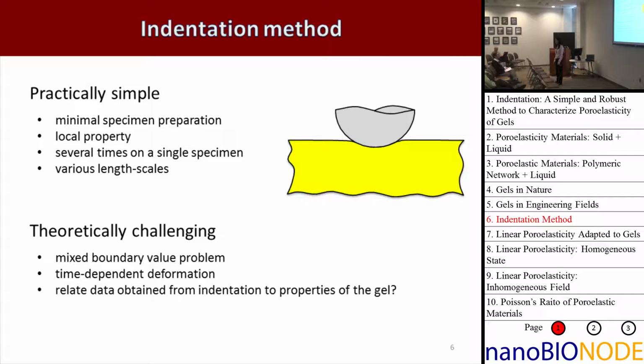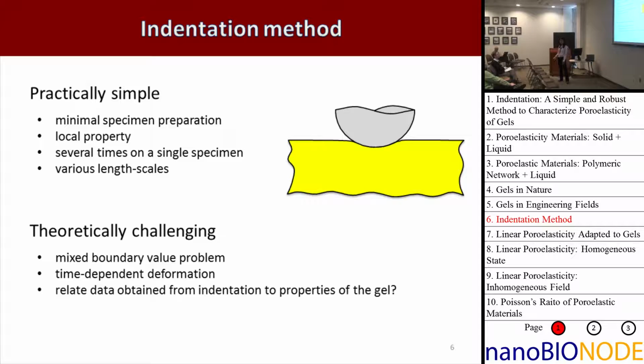The real difficulty for using indentation is really from the theoretical aspect. It is a very complicated boundary value problem to solve. It's a mixed boundary value problem, especially when you talk about the time-dependent behavior of the gel. Within the contact area, it's a displacement boundary. Outside of the contact area is stress-free. Also, within this contact area, you don't have liquid transport through this surface, but outside it can transport the liquid. So it's very difficult to solve, right?